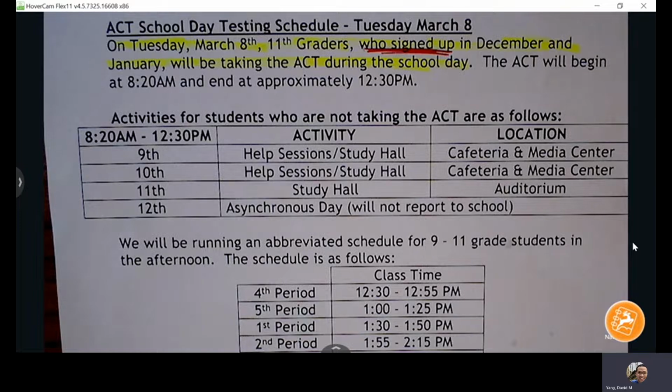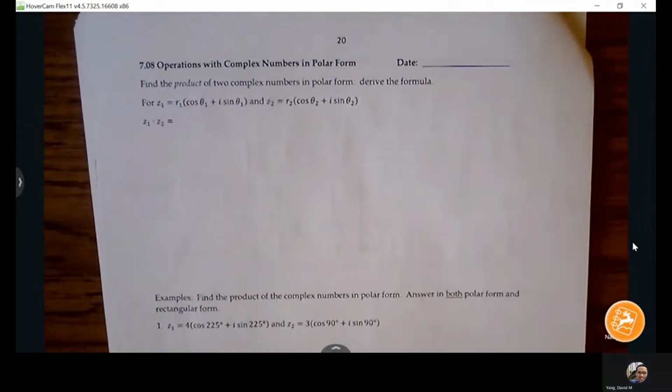Okay, so today we're starting operations with complex numbers. You're going to find this to be pretty straightforward. You already know how to convert from standard to complex. You know how to deal with theta, you know how to deal with radius. So we're just going to be building on that, okay? So if you guys turn to page 20.